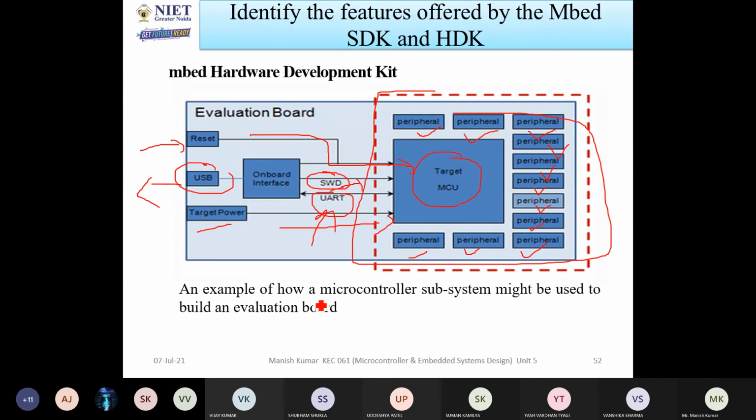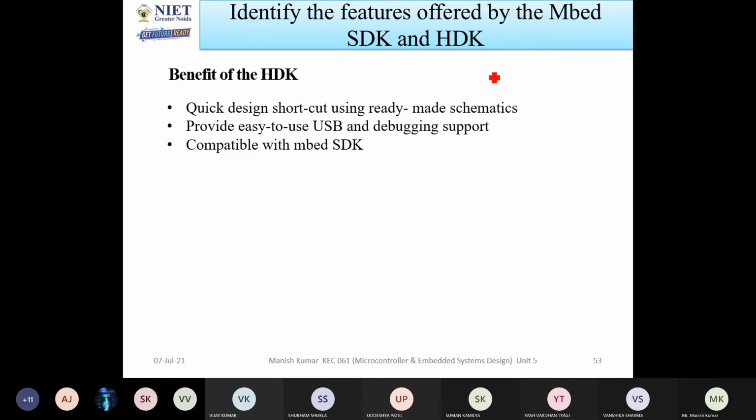So this is an example of how a microcontroller subsystem might be used to build an evaluation board. Now with the help of this evaluation board, you can connect these peripheral devices, depending upon our requirements. Okay, so depending upon your requirements to connect different types of peripherals, you can write programs, you can use it, you can get the complete systems, and then you can do that. So based on SDK and HDK, you are going to develop or design the systems in a good way. Okay.